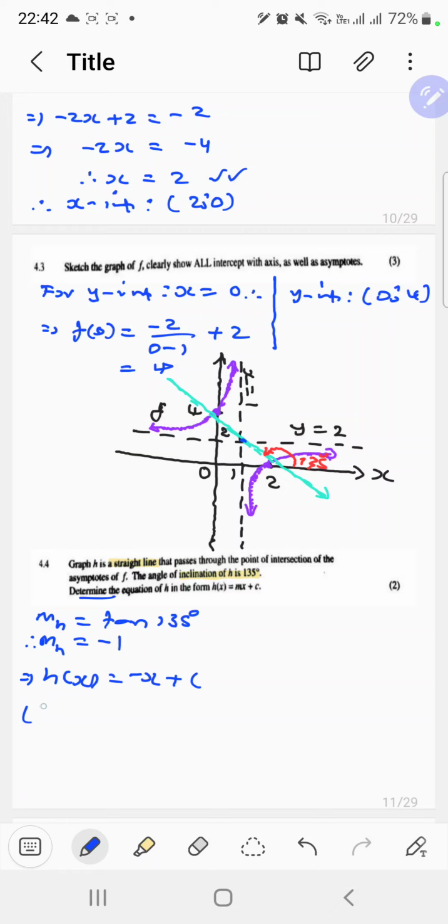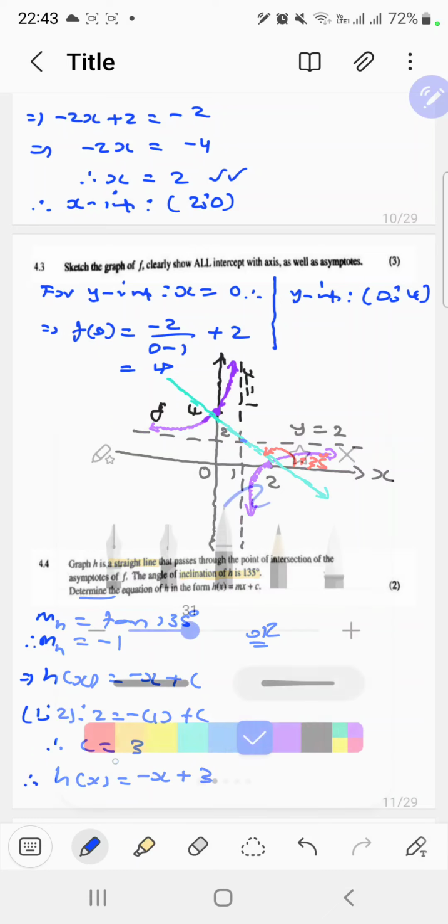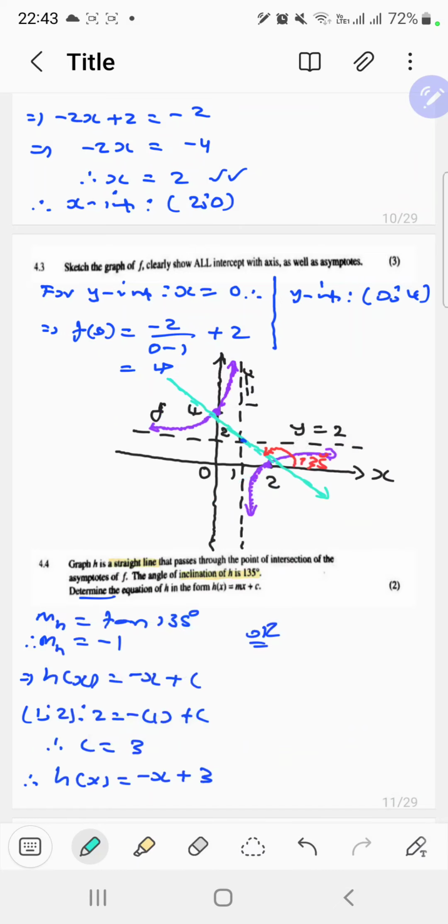Then of course through the intersection of the asymptotes, this is (1, 2). It is such that 2 is equal to minus 1 plus c. Therefore c is equal to 3. Okay, therefore h of x is equal to minus x plus 3. Sorted. Of course, one of you guys may have thought, well, look at this. This is an axis of symmetry. Of course, this is a key statement.